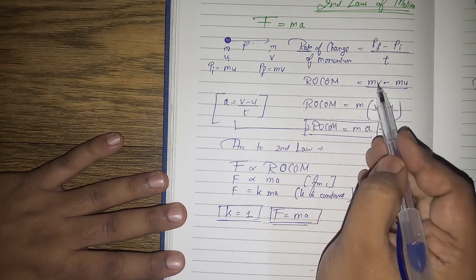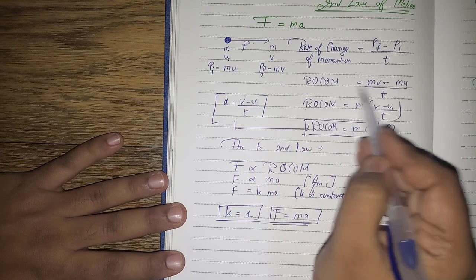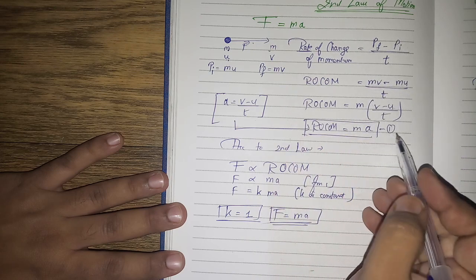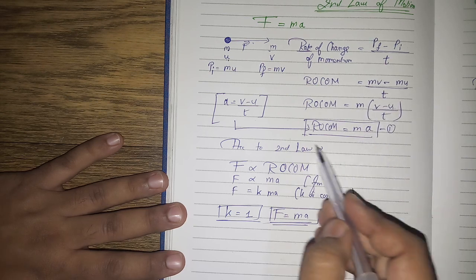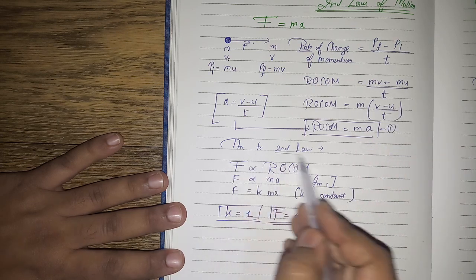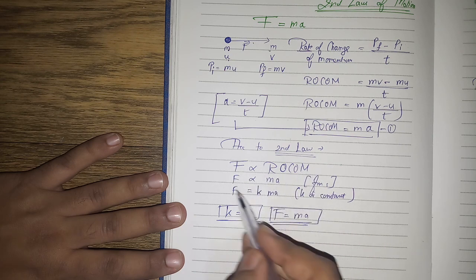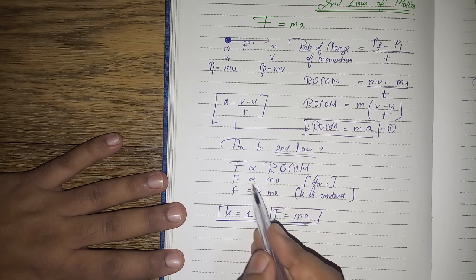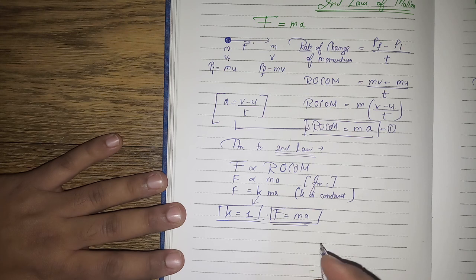So rate of change of momentum is, what was the final momentum? mv minus initial momentum mu upon t, m common, (v minus u) upon t. What do you mean by (v minus u) upon t? Acceleration, rate of change of velocity. So rate of change of momentum equals ma, keep that 1 aside, and then according to the second law, rate of change of momentum is directly proportional to the force applied. So F is directly proportional to ma, k is the constant. By removing the proportionality sign, F is equal to kma, k always equals 1, therefore F equals ma.